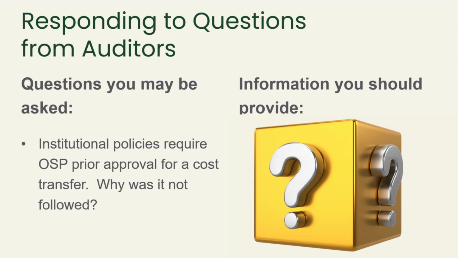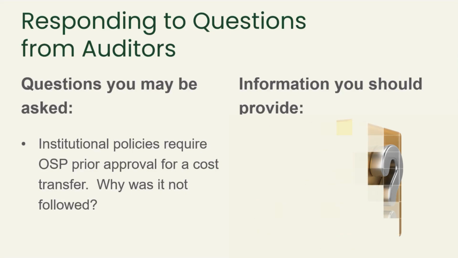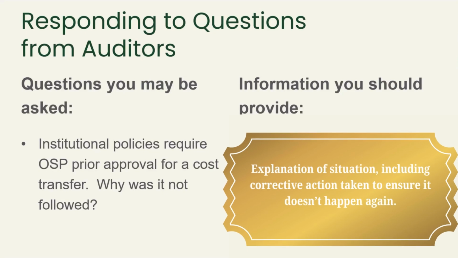Okay, so here's another question you may be asked. Institutional policies require OSP prior approval for a cost transfer. Why is there no OSP signature on this cost transfer or approval in the system? So what you would provide in this situation would be an explanation of what happened, including the corrective action that was taken to ensure that it doesn't happen again.